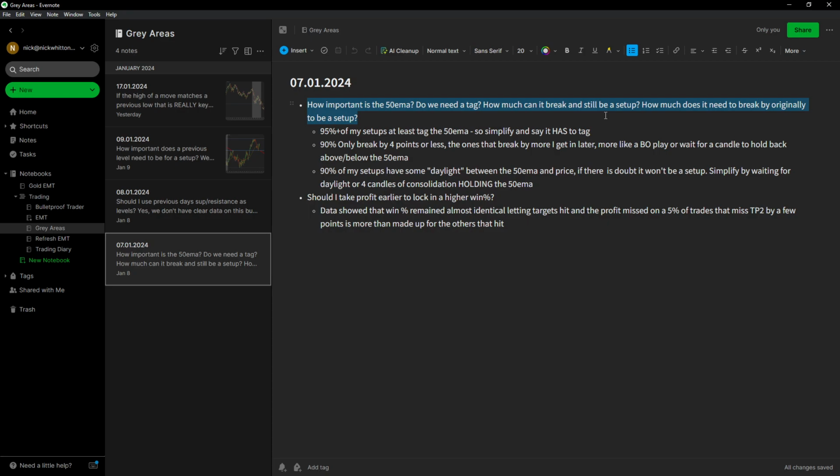Okay, so I was applying kind of random logic on the fly. I was like, well, maybe the 50 EMA isn't all that important for my strategy. Maybe I can let it break by a lot more. Maybe it doesn't need to tag the 50 EMA. When you've got all of these conflicting thoughts and ideas, it means that you are having to use the logic thinking part of your brain under intense pressure, time pressure, and money pressure. And that means the emotional part of your brain just comes to life and takes over.